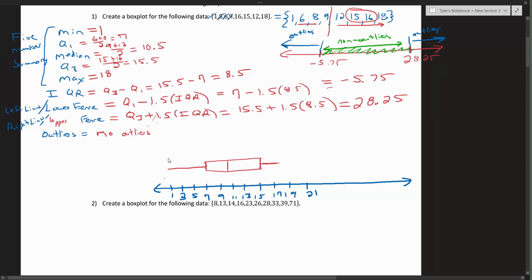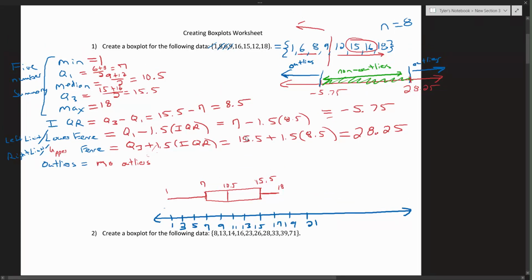And then something I like to do is label where each thing is. So like above the left whisker, we stopped at 1. Q1 is 7. The median is 15.5. This was Q3, was 15.5. Wait. Yeah, median was 10.5. Sorry. Q3 was 15.5. And then the maximum where we stopped the right whisker was 18, right? So I just like to label those just to make it clear what those values are. Right? So that's how to make a box plot, at least the most basic example, right?